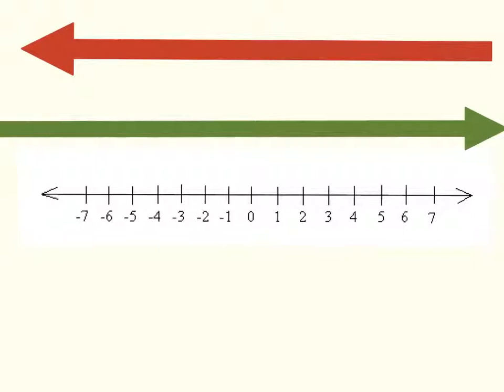Here we have a number line. As we move to the right on the number line, our numbers are getting bigger. Okay, so as we move to the right, our numbers are getting larger. As we move to the left on the number line, our integers are getting smaller.